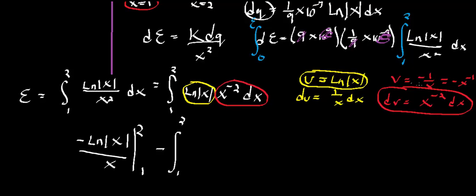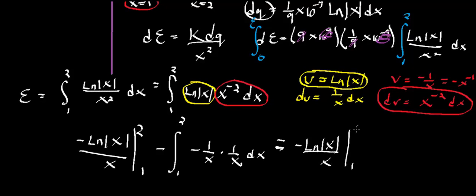Well, what's v in this case? V in this case is negative 1 over x, right? What's du? It's 1 over x dx. So this is 1 over x dx, evaluated from 1 to 2. Okay, so let's clean this up a little bit. This is going to be equal to negative natural log of x over x evaluated from 1 to 2.